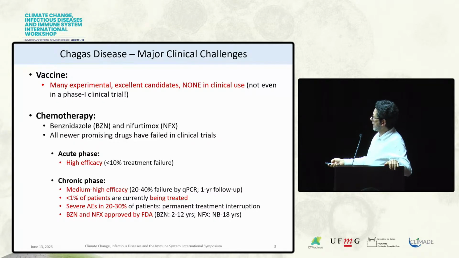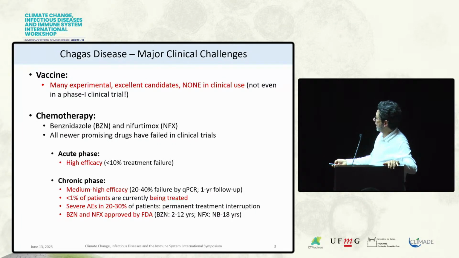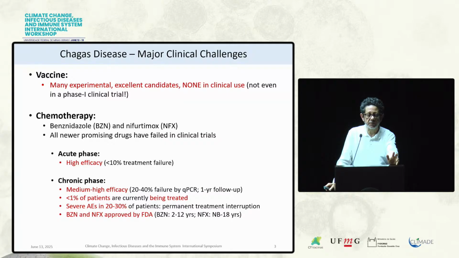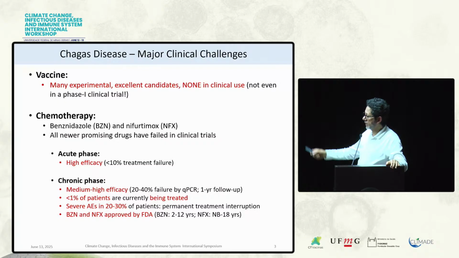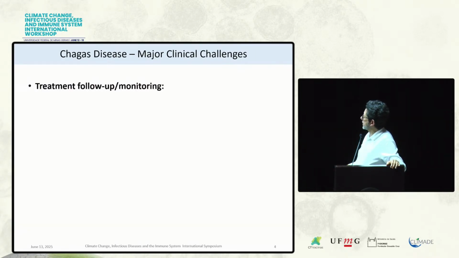Despite these, both drugs have been approved by the FDA lately. First, benznidazole for kids between 2 and 12 years of age, and nifurtimox for newborns and up to 18 years of age. One of the problems, some major clinical challenge we have, is the treatment follow-up or monitoring.